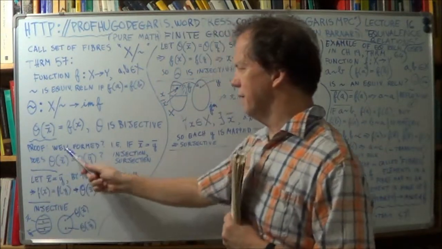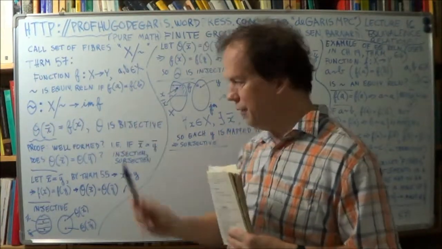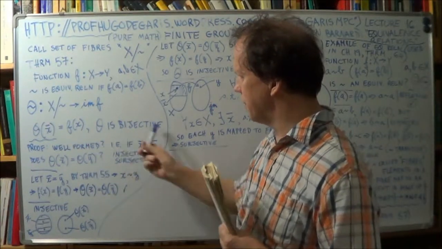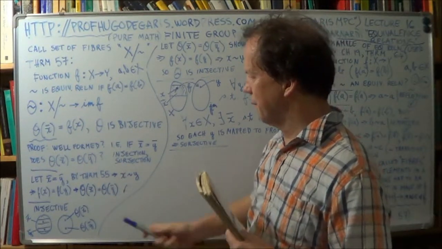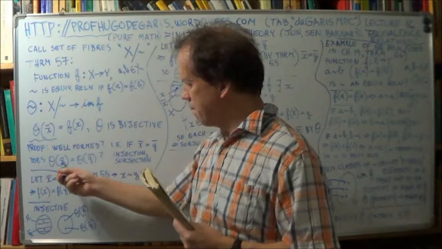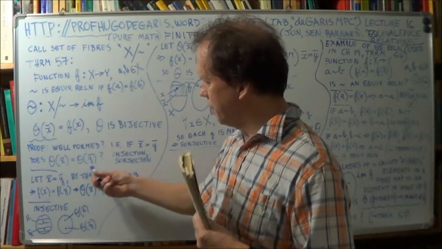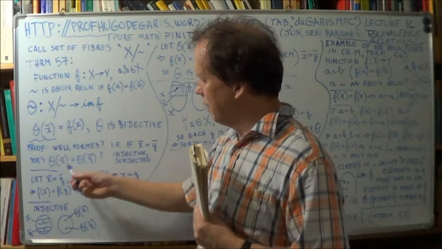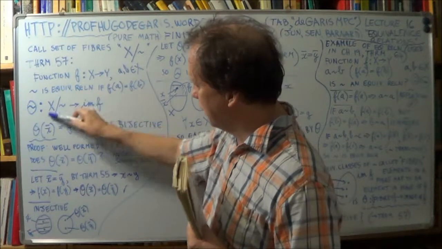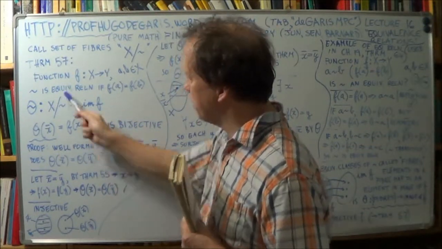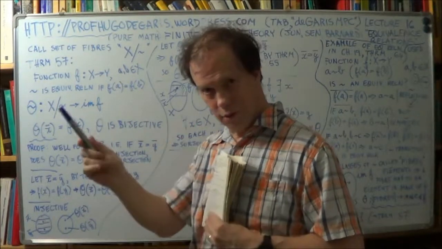Well, as usual, firstly, is it well formed? Before we get on to injective and surjective, to prove bijection, firstly, is it well formed? Does it make sense? Like, say, we have another point y in this set. Well, if we have another member in this set, remember this is the set of fibres, and a fibre is just an equivalence class.